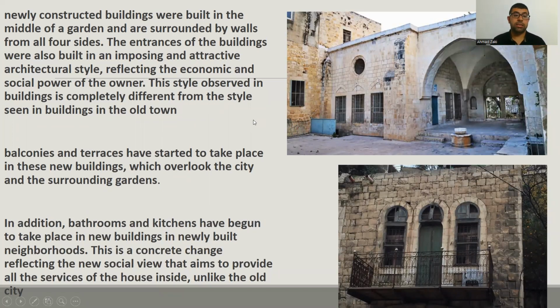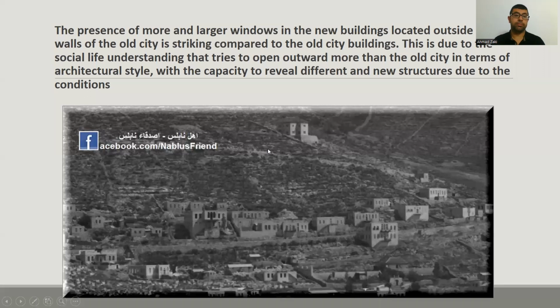Balconies and terraces have started to appear in these new buildings, which overlook the city and the surrounding gardens. In addition, bathrooms and kitchens have begun to appear inside new buildings in the newly built neighborhoods. This is a concrete change reflecting the new social views that aim to improve all the social services of the house inside, unlike the old city.